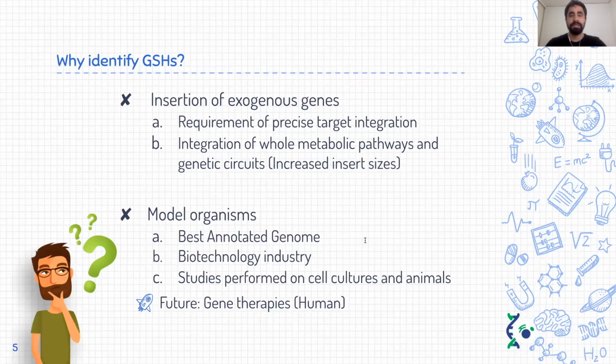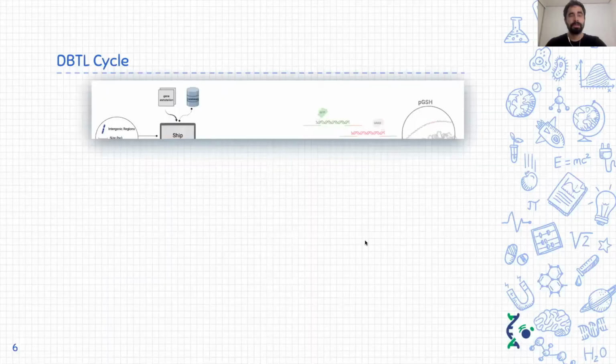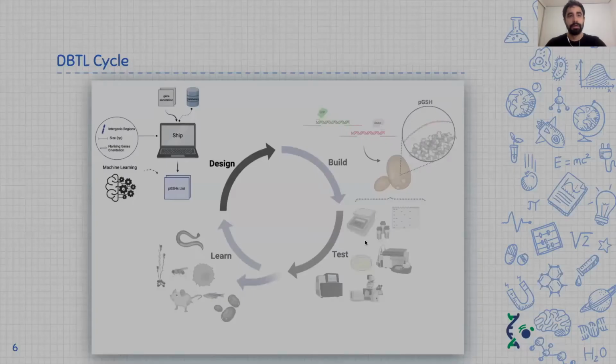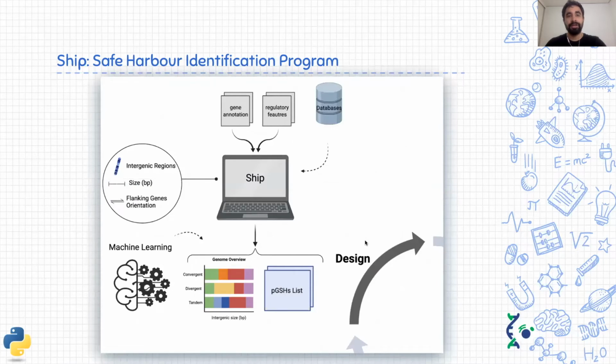We propose to identify GSHs in intergenic regions following defined criteria that are of great importance for many studies carried out in cell cultures, in animals, for the biotechnology industry, and who knows, in the future with gene therapy. So our work follows the DBTL cycle, which consists of 4 phases: design, build, test, learn, and repeat if something goes wrong. We are in the first one.